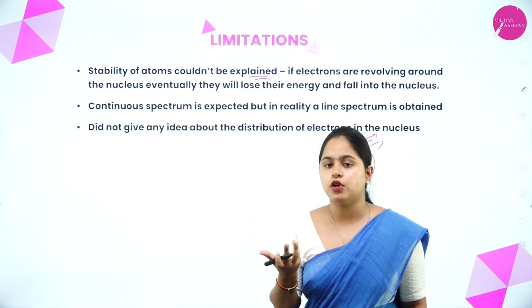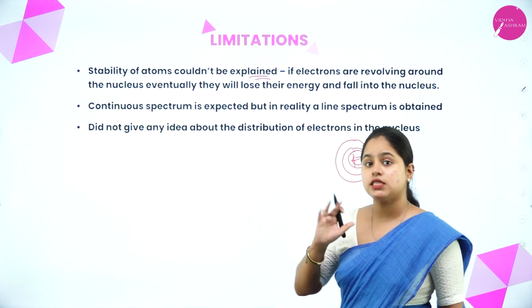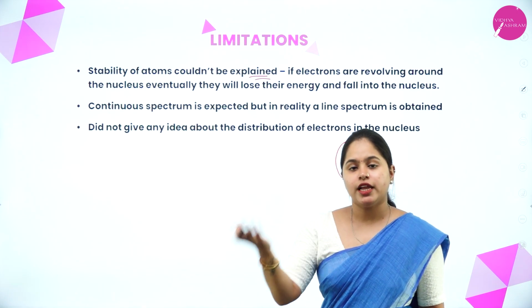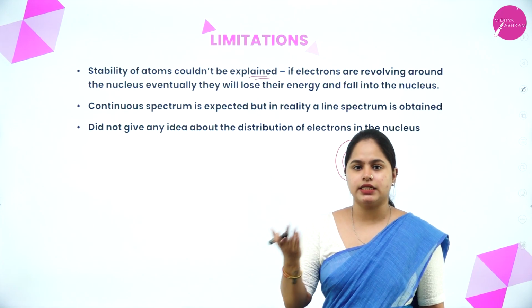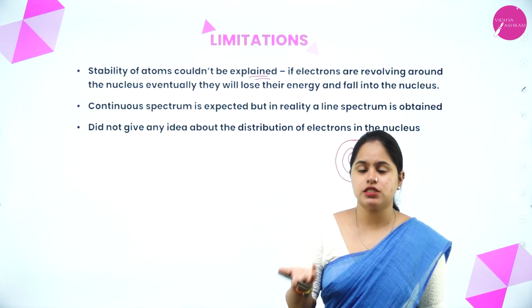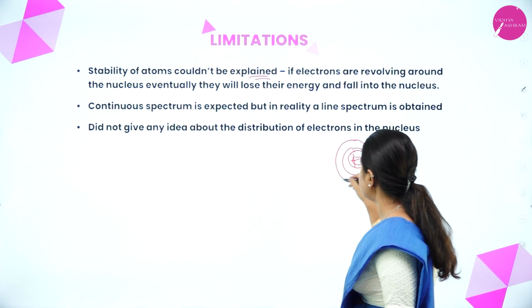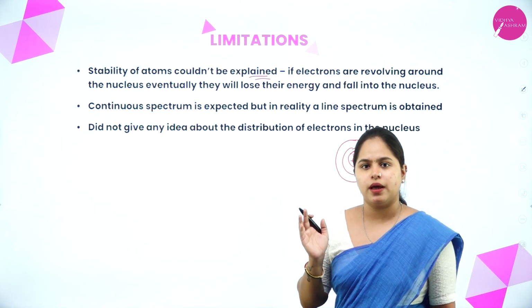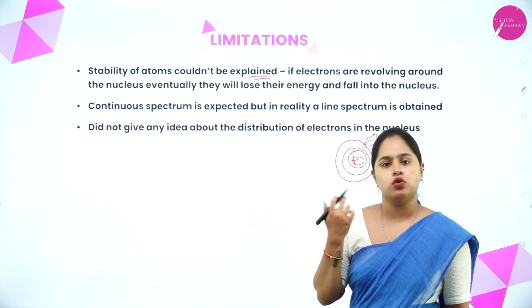So he wasn't able to explain this phenomenon that is supposed to happen, because according to Maxwell, when electrons are revolving, that is accelerating, they need to emit radiations by which they will lose their energy and eventually fall inside the nucleus. But this is not happening. Yes, this could not be explained by Rutherford's model.